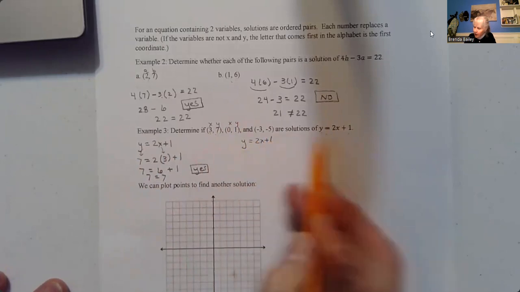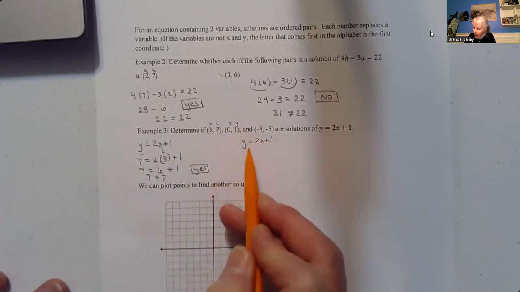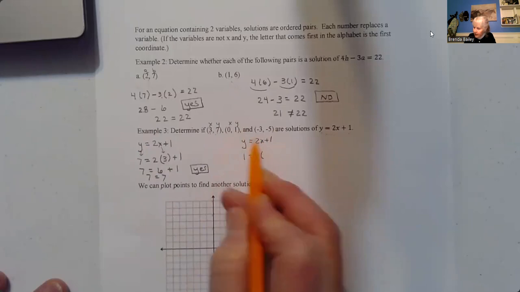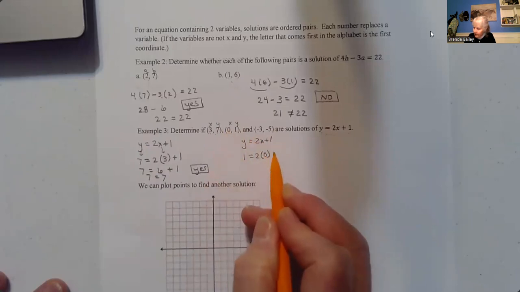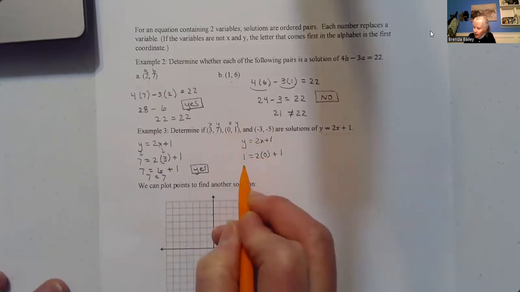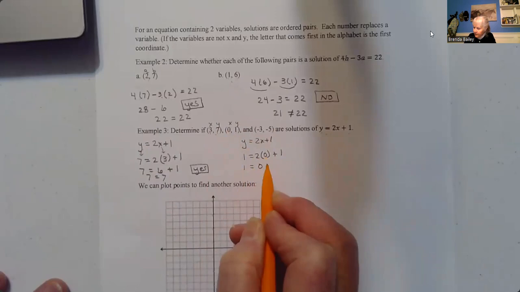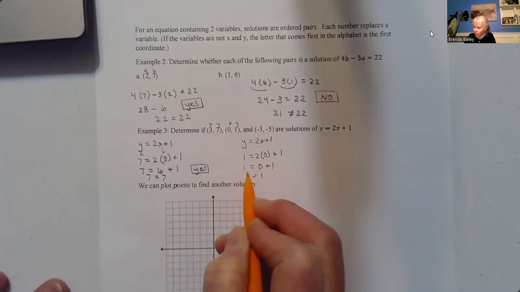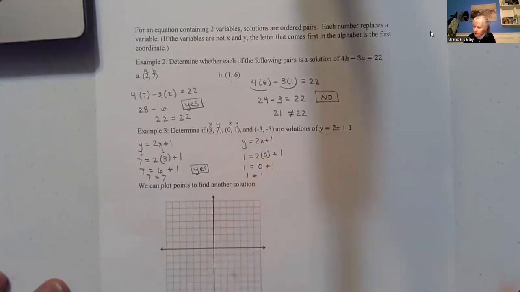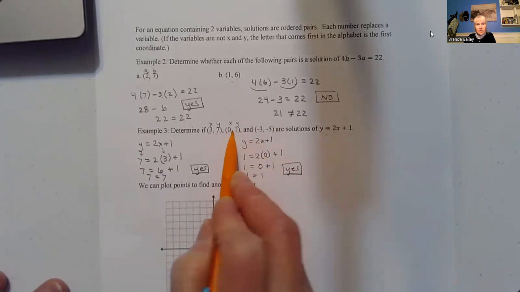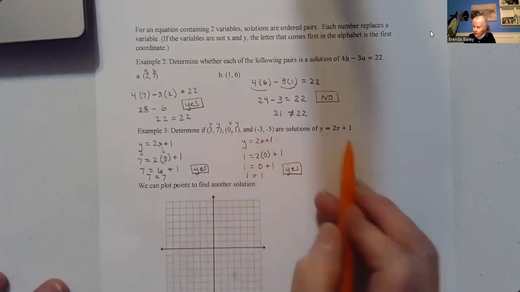All right, we put in 1 for the y. The x will become 0. So 1 equals 2 times 0, which is 0. 0 plus 1 is 1. 1 equals 1. Sure it does. So this is yes. This also is a solution to this equation.